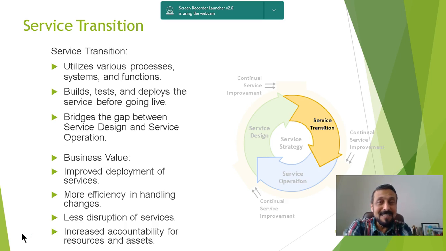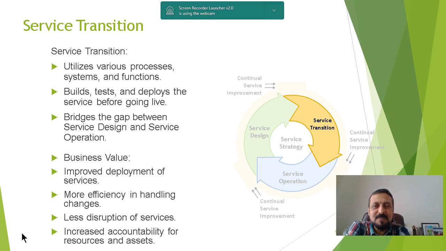If I was naming this life cycle phase, I would have probably named it service implementation or service execution or something like that. But anyways, ITIL defines it as service transition. It bridges the gap between service design and service operation. So before a service goes live, and you're now worried about maintaining the service and keeping it running at an optimum performance level, the service transition phase is where all of the execution takes place.